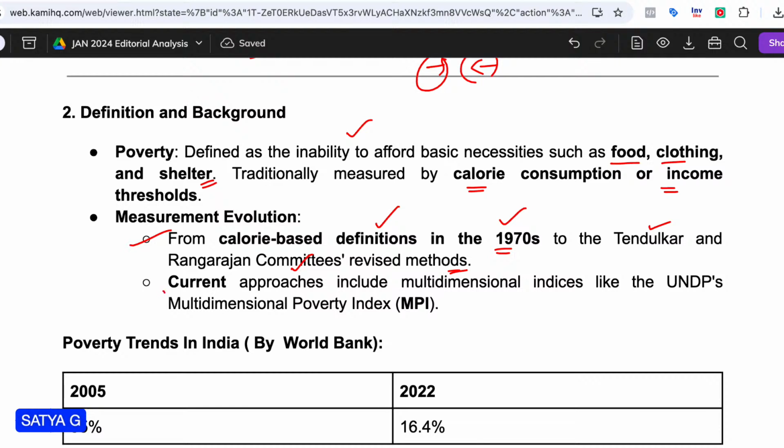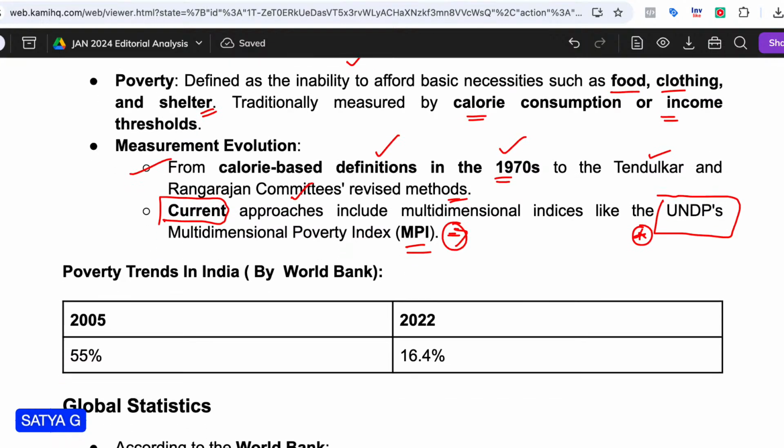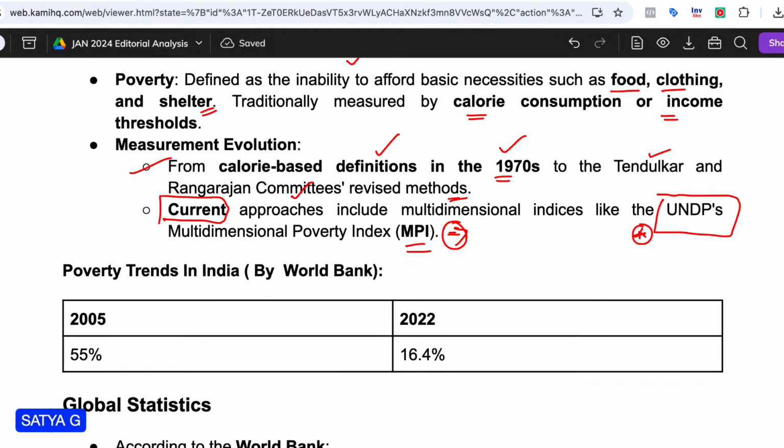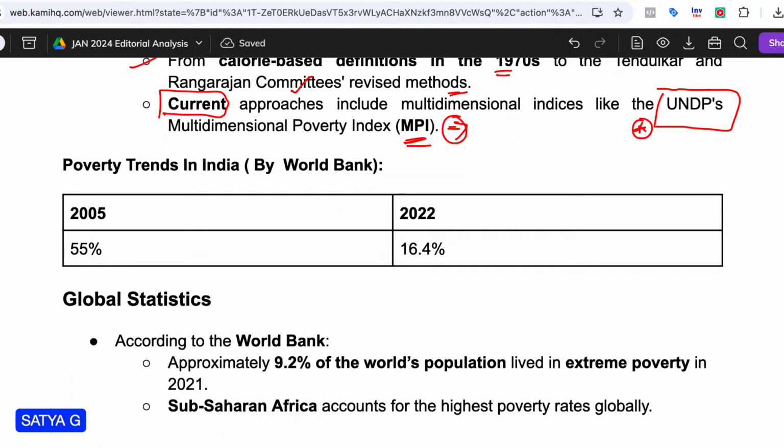Right now in India, we are following the multi-dimensional poverty index. It is the index given by the UNDP. This is very, very important from the examination perspective. What is there in this index, we will discuss in the upcoming slides. So these are the definitions and the measurements based upon calorie and income. Right now we are moving to the MPI. That is the journey from history to the current one.